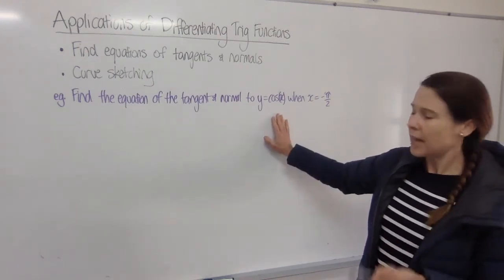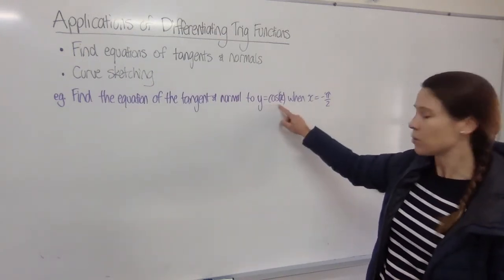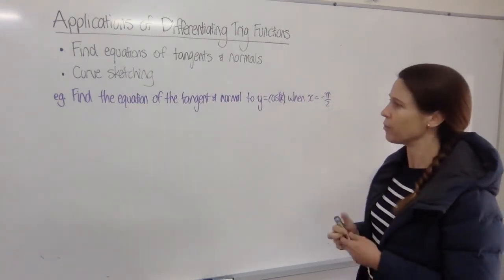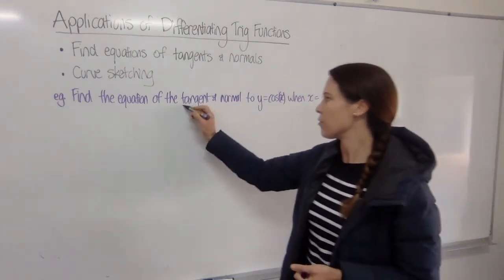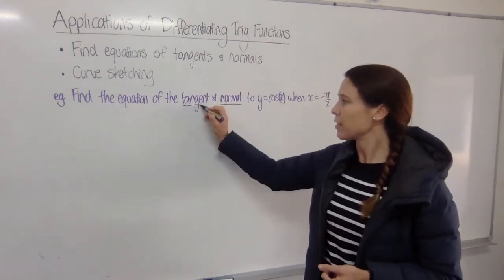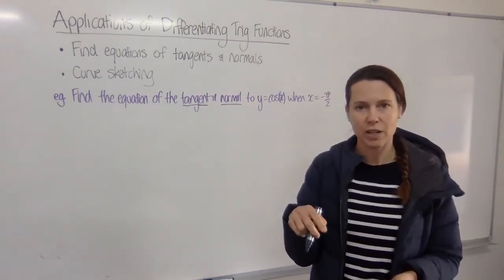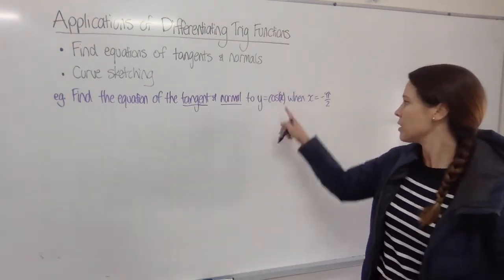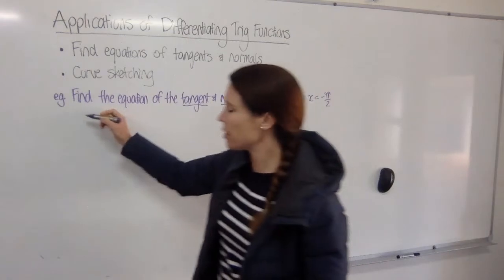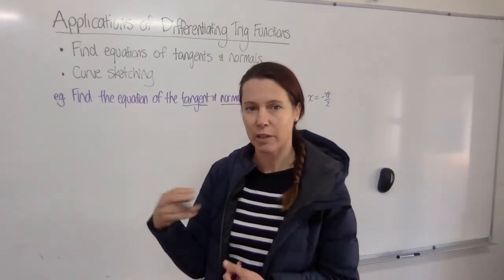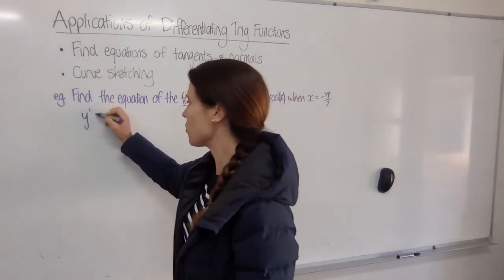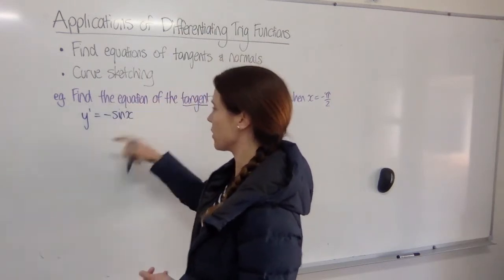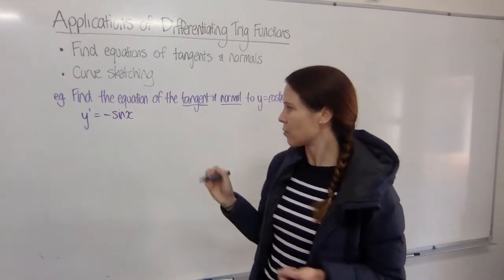Find the equation of the tangent and the normal to y equals cos x when x equals negative pi on 2. Alright, so let's do the tangent first and then we'll do the normal. To find the gradient of the tangent, we need to find the gradient of the curve at this point. So what do we need to do first? Differentiate y equals cos x. So even though you can do that in your head because you know it's a really simple result, it's important to write down all of the steps that you've used so it's really easy to follow your working. So we've differentiated it, and this is what we get.